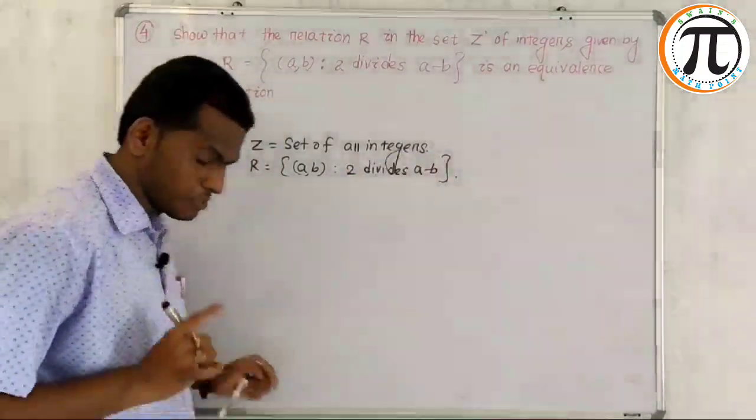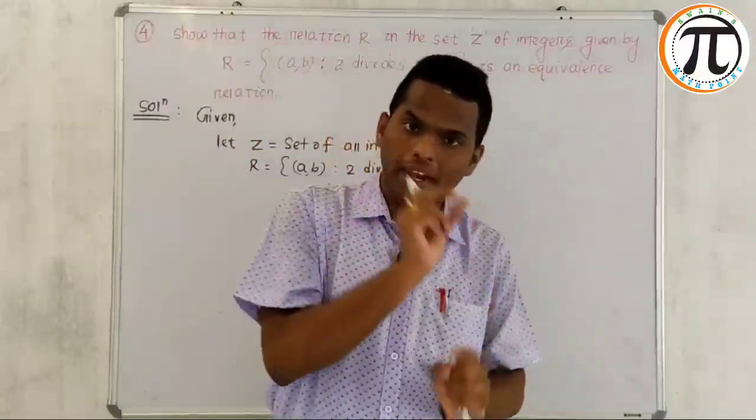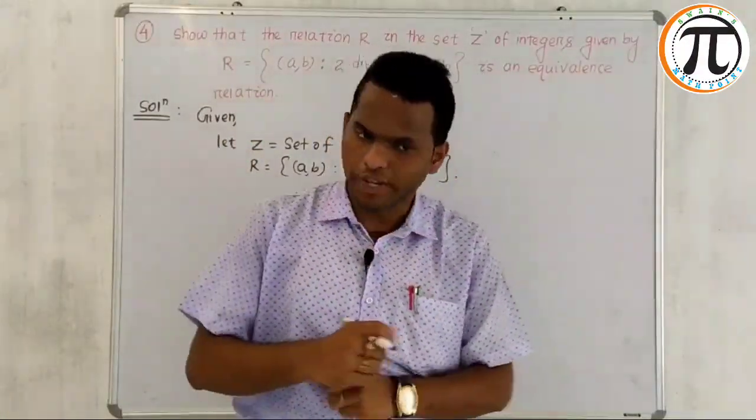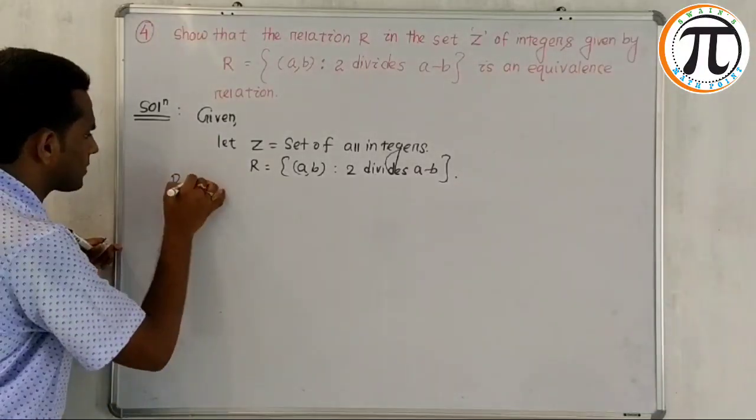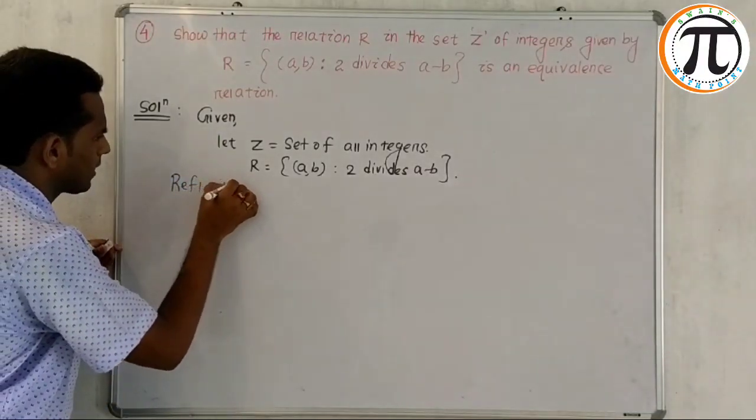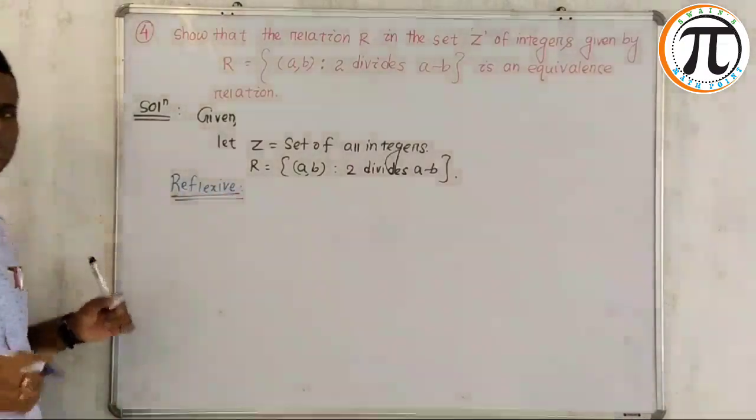2 divides a minus b, but you have to understand that a minus b is divisible by 2. Okay. So look, how to check. First thing you have to check by taking reflexive. Okay, so look, how to check reflexive.